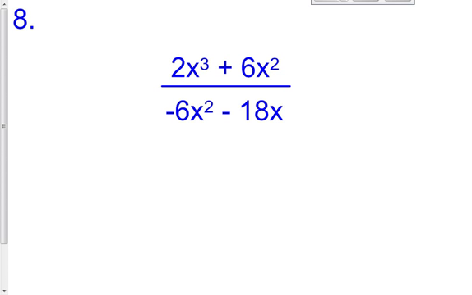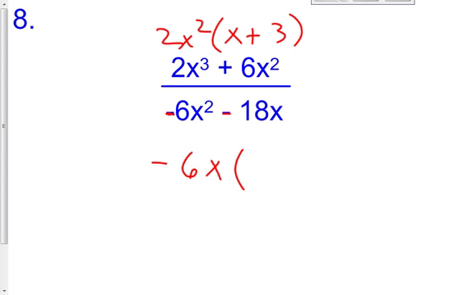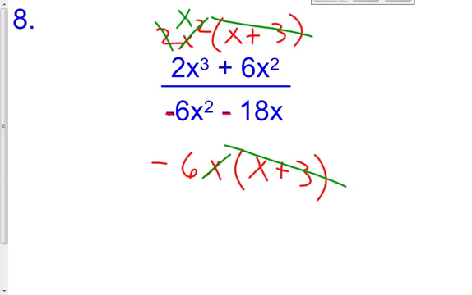Let's all try number 8 together. Let's take out a GCF of 2x squared. So now we're left with x and a positive 3. In the denominator, because this is a negative 6 and this is a negative 18, let's take out a negative GCF. So a negative 6x. That would make both terms in my binomial positive, which is a positive x and a positive 3. Now that we have successfully taken out our GCF, let's reduce common factors. So x plus 3 and x plus 3. X squared and x reduces to x to the 1st, and 2/6 reduces to 1/3.